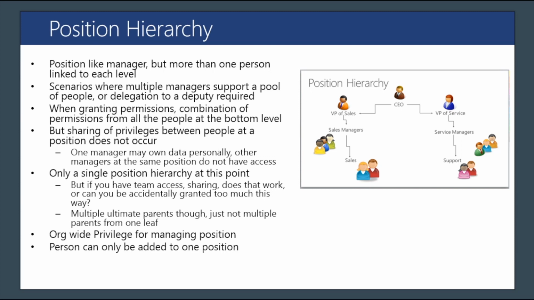When we look at the position-based hierarchy, there's only a single position hierarchy at this point, so I can't hold multiple positions. But a similar model. If we look on the right side here, we can see we have VP of sales. We then have a pool of sales managers or service managers, which can be multiple people. And then we have support reps or sales reps below that in this example. And that's going to grant their access to the records. So the service managers would have read-write access to those records owned by support. VP of service would inherit read access to those records.